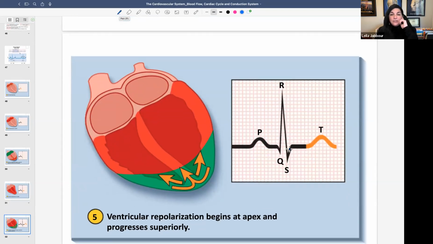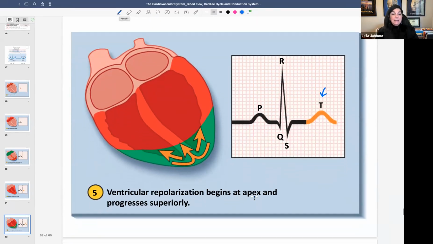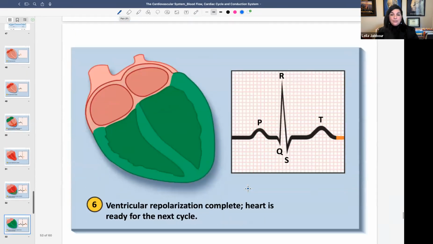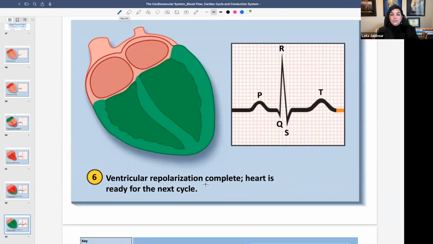So that's when the blood is gone now, and they have to relax, open back up, let go. So repolarization takes place. It's the T wave. It begins at the apex and progresses superiorly as well. And then finally, we're done. Ventricular repolarization is complete. The heart is ready for the next cycle. So maybe that's when we have passive filling of the ventricles until the atria start squeezing, and we have a new cycle, a new P wave.